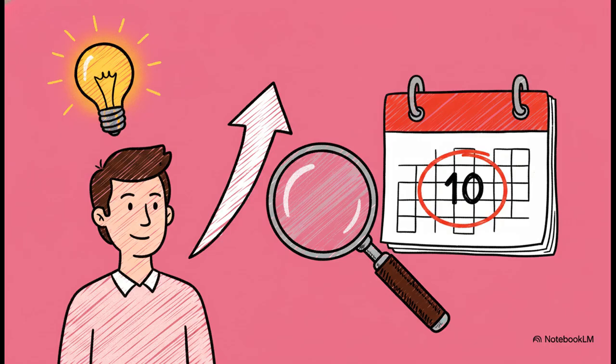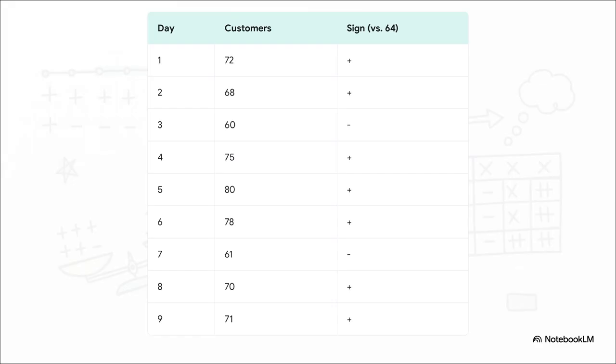So to figure out who's right, they collect data from 10 random days. The stage is set. And here is the magic of the test in action. It's so simple, it's beautiful. For each day, we just ask, was the number of customers more or less than the manager's claim of 64? If it was higher, like 72, it gets a plus. If it was lower, like 60, it gets a minus. That's it. We've just turned a list of numbers into a simple score, 8 pluses and 2 minuses.